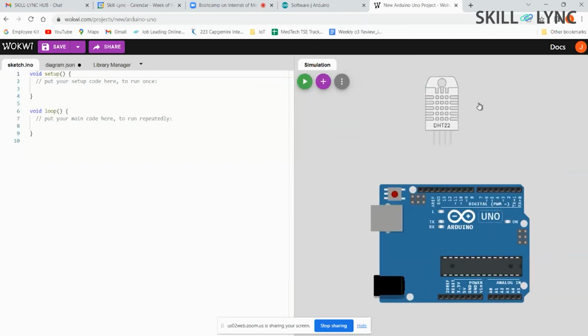For this DHT22, there are four pins. In that four pins, I will tell you the configuration, guys. The first pin is VCC, which will be given to, see, when you touch, it will show. First pin is VCC, second pin is SDA, third pin is no connection, fourth pin is ground. So first pin, I'm giving to 5 volt.